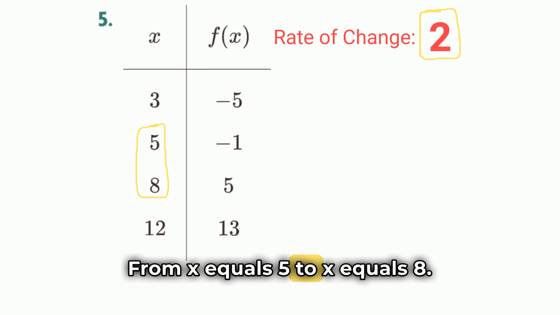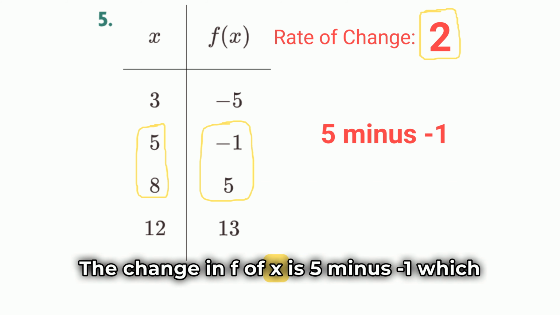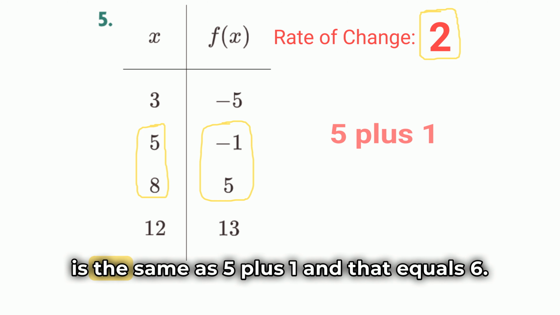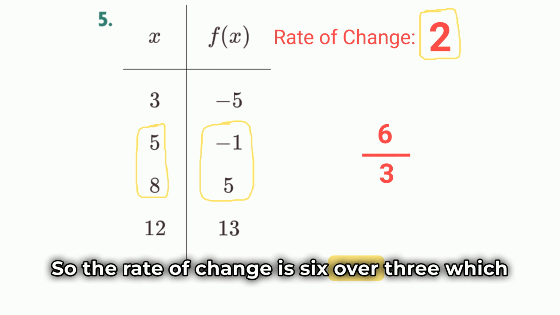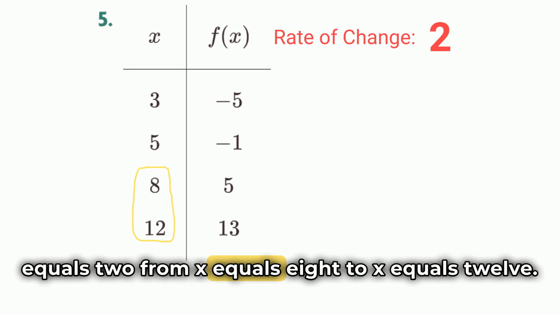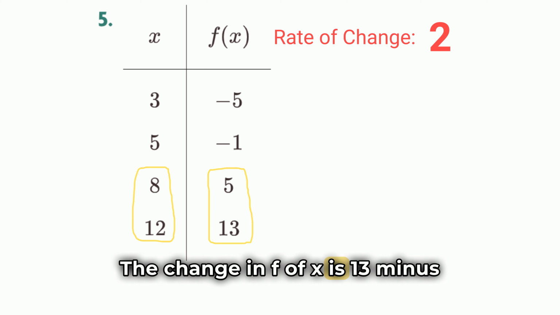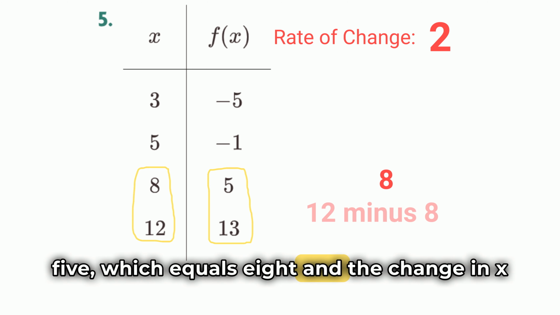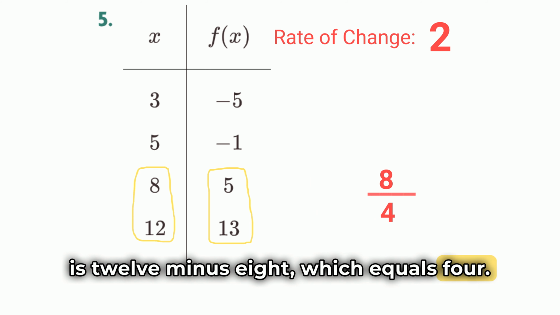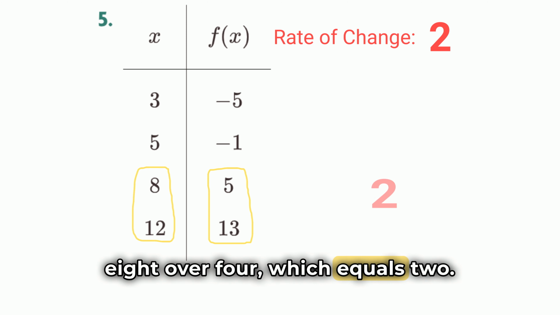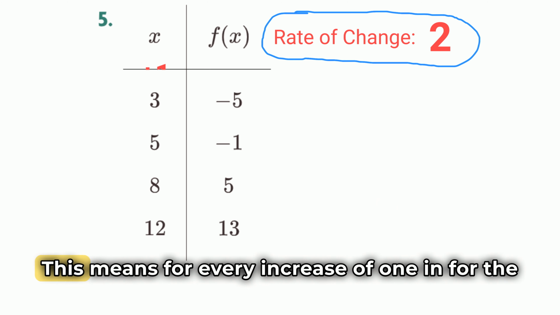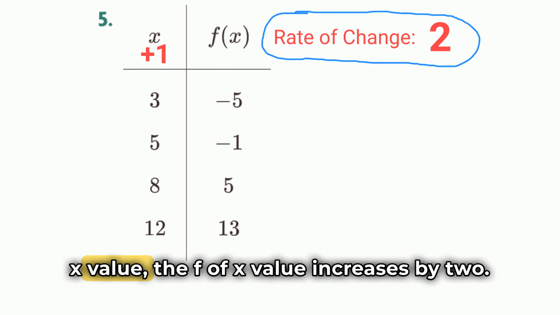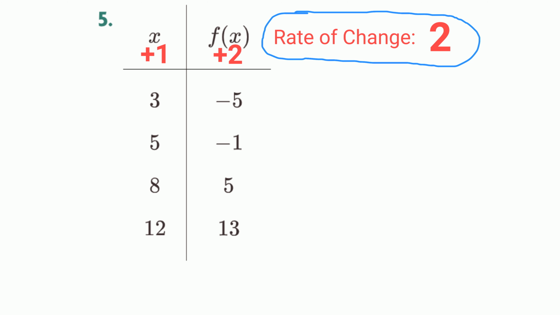From x equals 5 to x equals 8, the change in f of x is 5 minus -1, which is the same as 5 plus 1, and that equals 6, and the change in x is 8 minus 5, which equals 3. So the rate of change is 6 over 3, which equals 2. From x equals 8 to x equals 12, the change in f of x is 13 minus 5, which equals 8, and the change in x is 12 minus 8, which equals 4. So the rate of change is 8 over 4, which equals 2. So the rate of change between any 2 points in this table is 2. This means for every increase of 1 in the x value, the f of x value increases by 2.